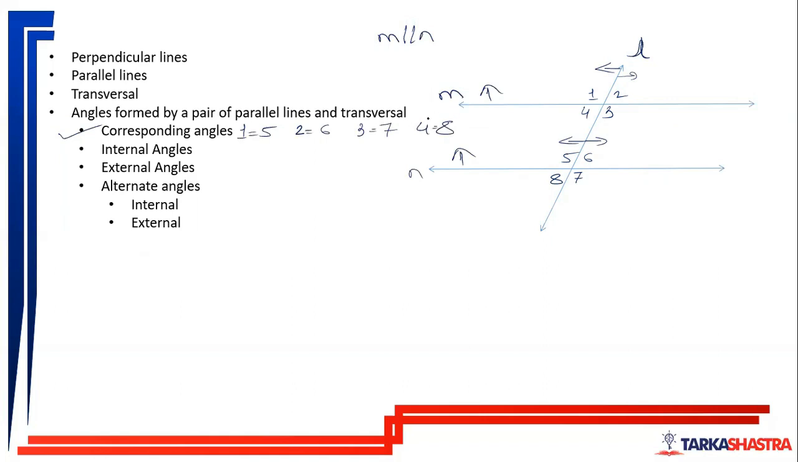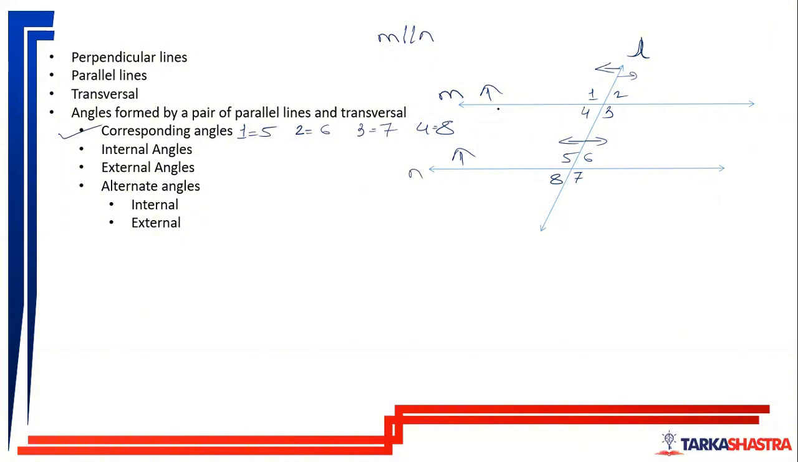Why are they equal? पहली चीज तो आपको ये समझना पड़ेगा, because lines M and N are parallel and line L is a transversal, and since line L is a straight line intersecting both the parallel lines M and N, they will always form a common angle at both the lines.